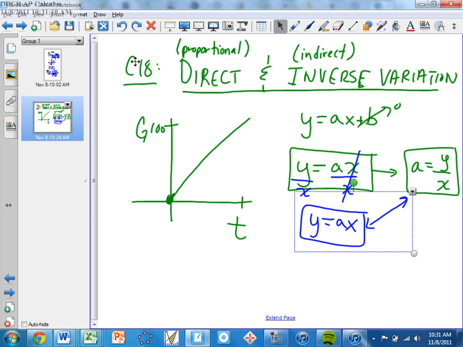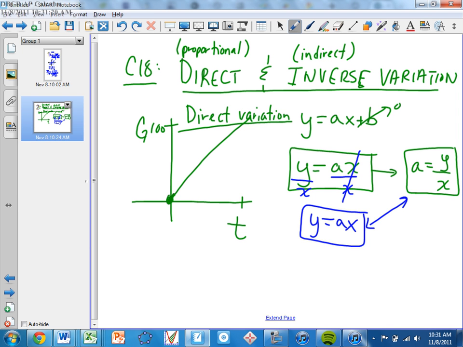So this is direct variation. Thank you, I should have listed that. We already said that: direct variation. So the general equation, y equals ax, is an expression that represents direct variation. Y equals ax represents direct variation. Okay? Now, let's start with an example of direct variation, and then after that we'll move on to inverse.